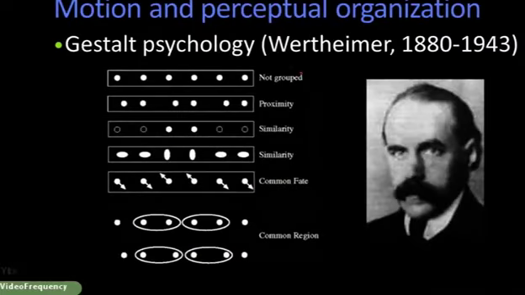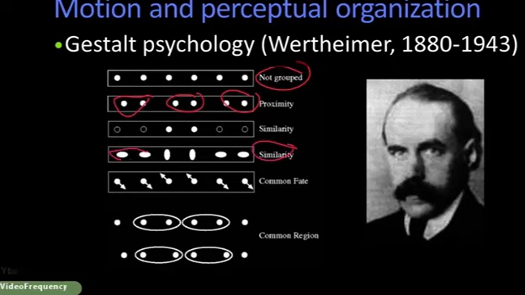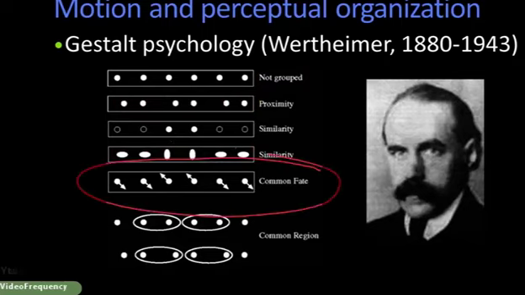Up here we have the not grouped case, right? We just have a bunch of black dots. Well, it turns out that if you just move them a little bit, proximity will cause you to say, oh, I have 3 sets of 2 there. Likewise, appearance: you see that there's black, white, black. Similarity also works in shape, so we've got horizontal ellipses and vertical ellipses. But one of the ones that was kind of cool was called common fate. What common fate means is that the points are moving the same way.